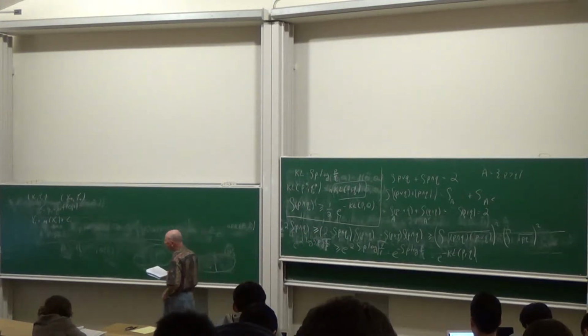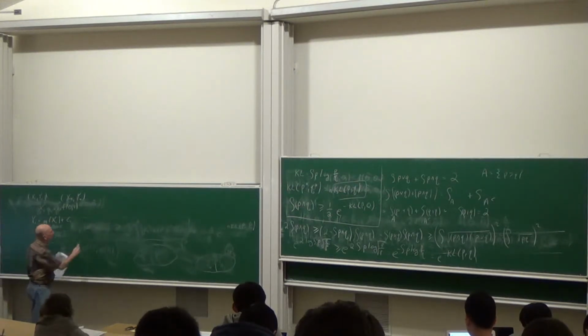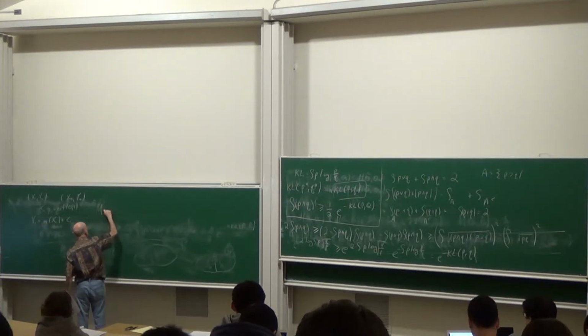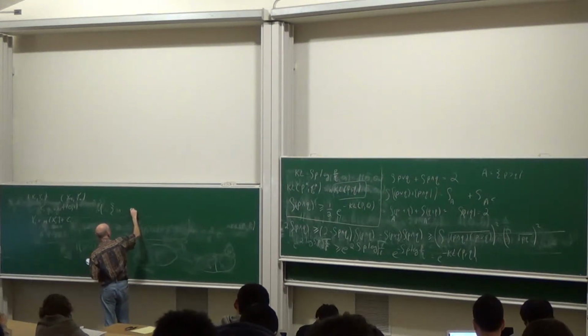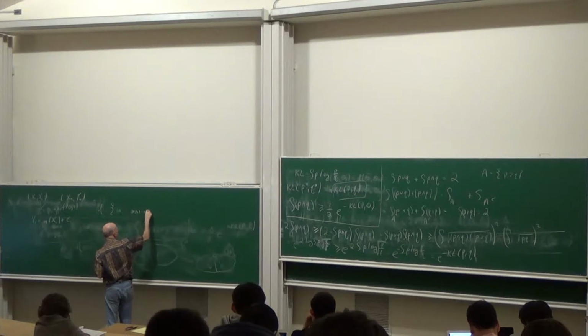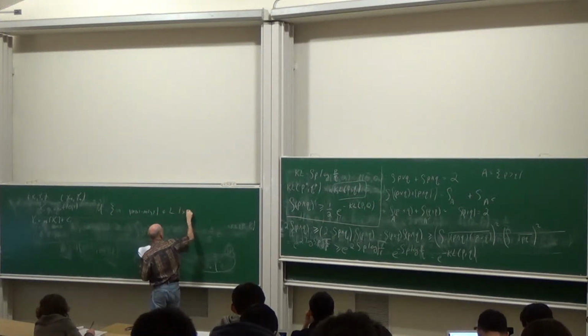But we need to make an assumption about m, and I'm going to do one of the simplest ones. We're going to assume that the regression function satisfies the Lipschitz condition. So it's a set of all m's such that m of x minus m of y is less than or equal to L times x minus y for all x and y.